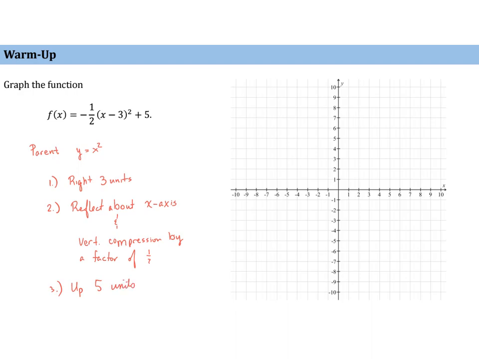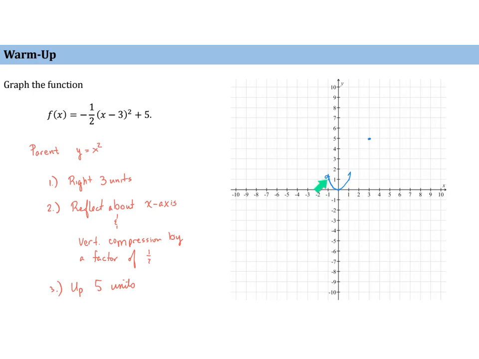So let's graph that. Remember our 3 key points to begin with yield this shape. Let's go ahead and move right 3. I'm going to focus in on this point 0, 0. We're going to move it right 3, then reflect it, compress it, and then move it up 5. So we'll end up at 3, 5.